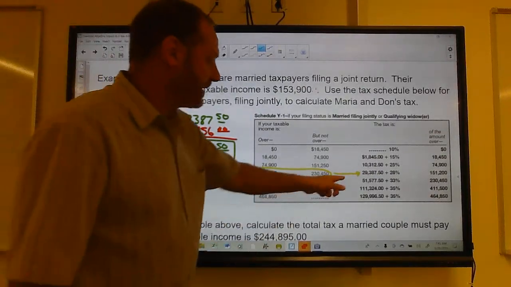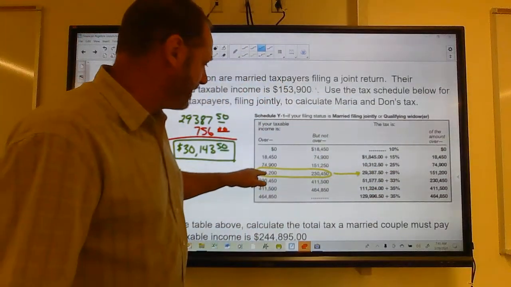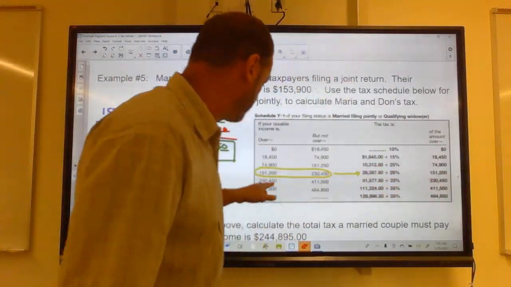Okay, so it tells you you're going to pay this much tax plus 28% of anything above that number, or above this number right here, which is the bottom one there.